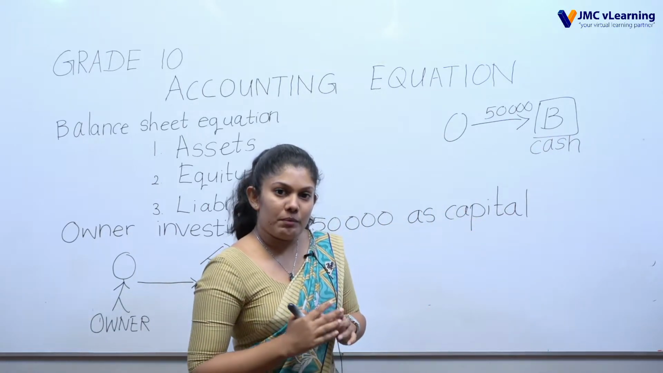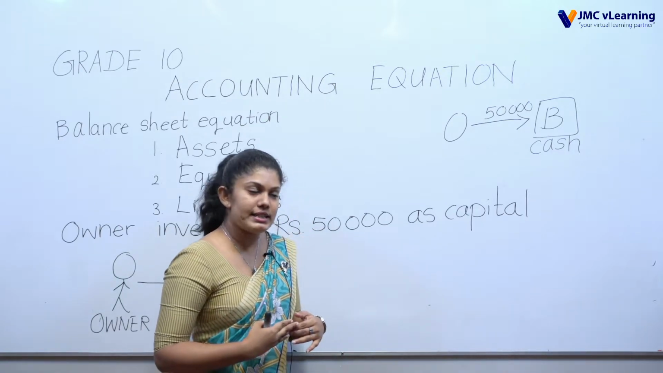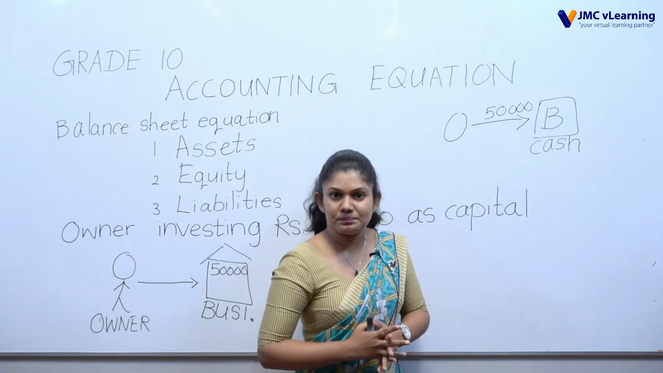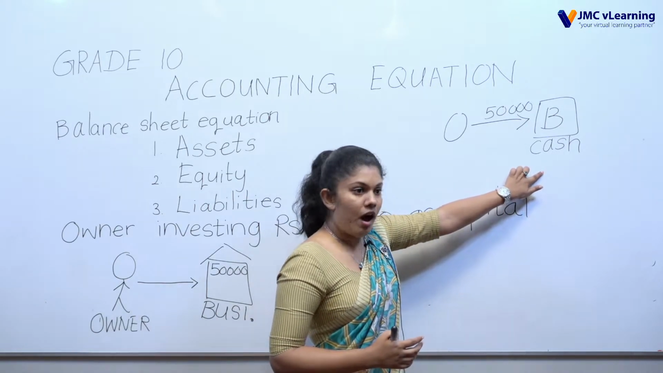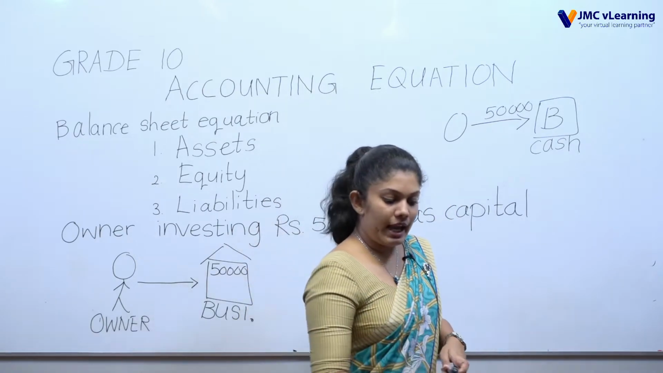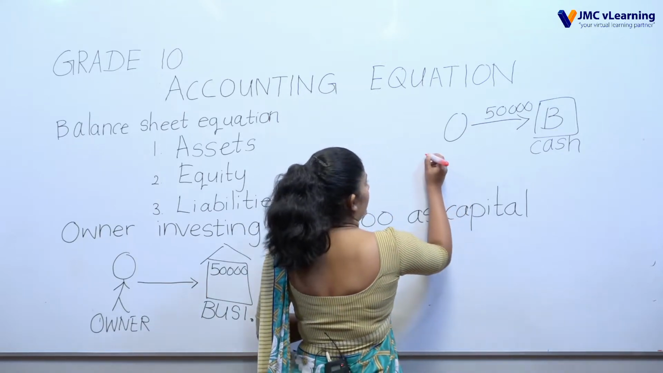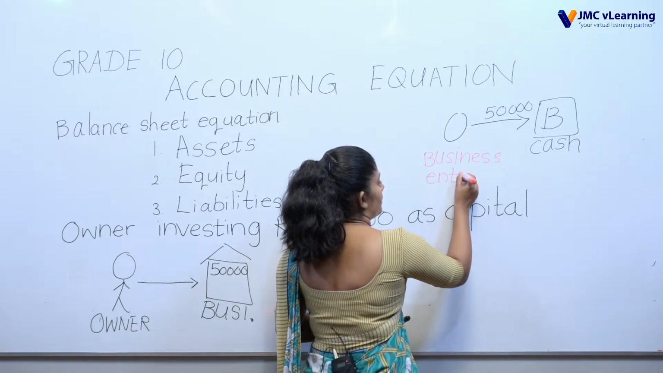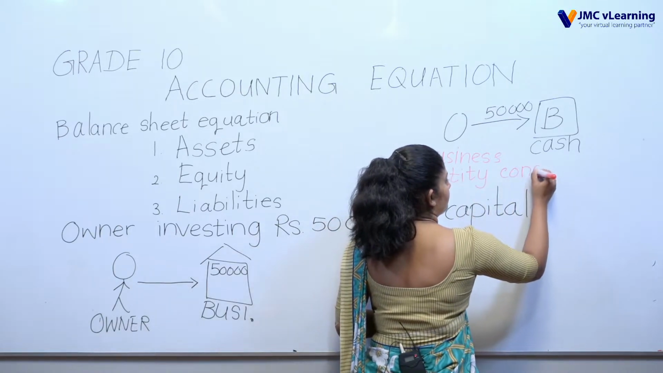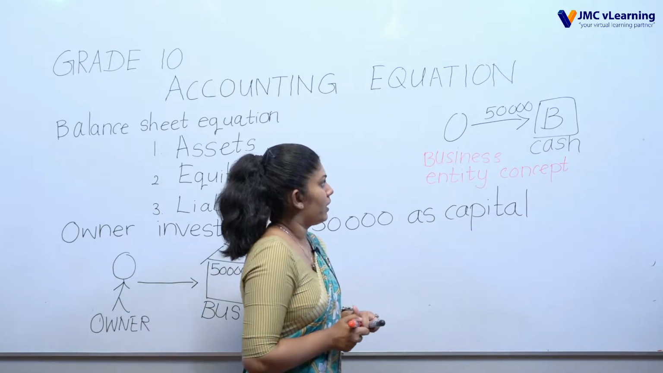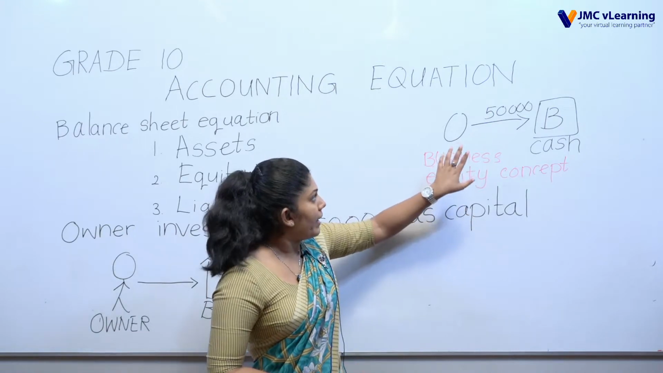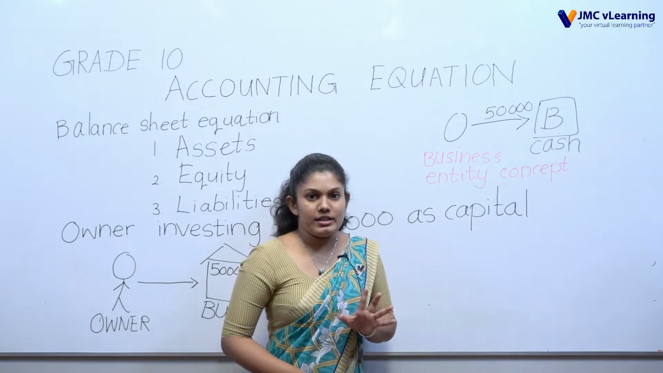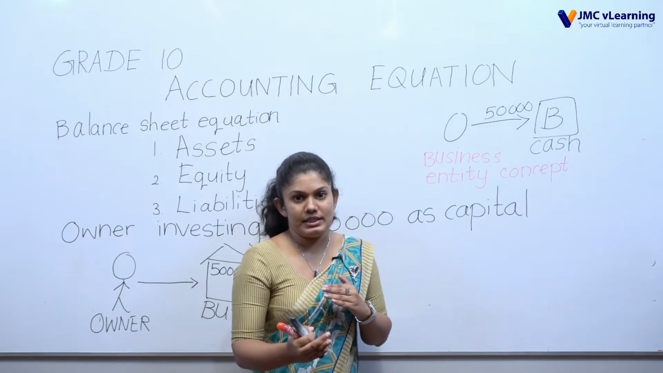An important thing you have to remember when we are building this accounting equation is that the owner and the business are two independent parties. That concept we identified as the business entity concept. What is it? The business entity concept is identifying the owner and the business as two independent entities. The owner has no relation over the business.